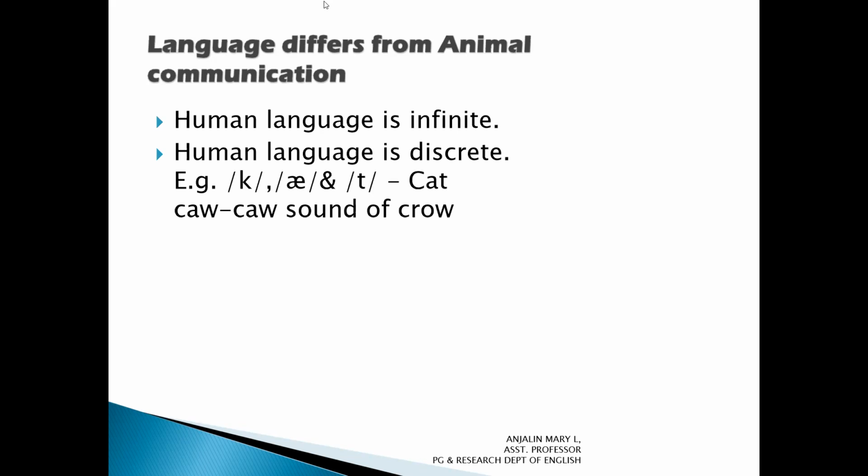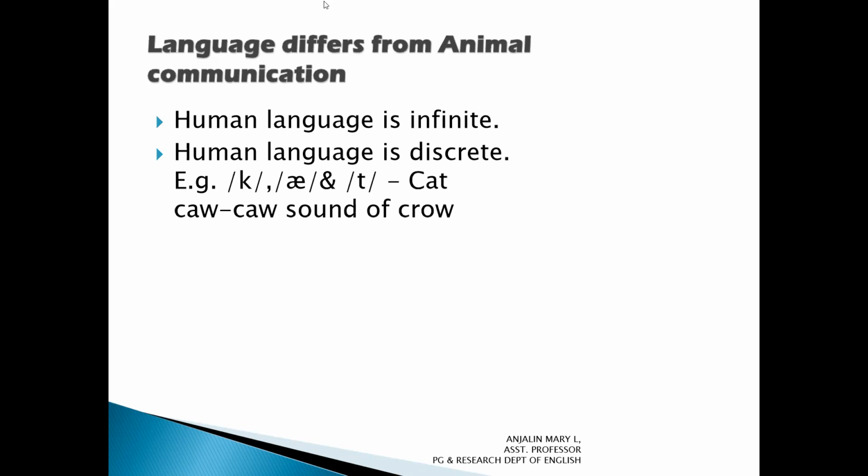Language can convey a large number, rather an infinite set of messages, whereas animals, for example, can convey only a limited set of messages. For example, if they are hungry or afraid, they can convey it to fellow animals or even to human beings, where it is very, very limited. Whereas if you take human language, it is not so. They can produce a language in an infinite set of sentences. So that is possible in human language.